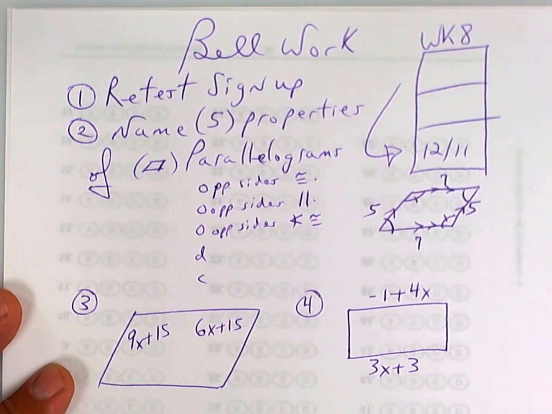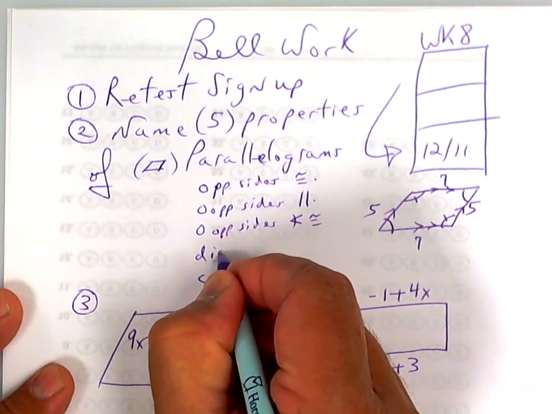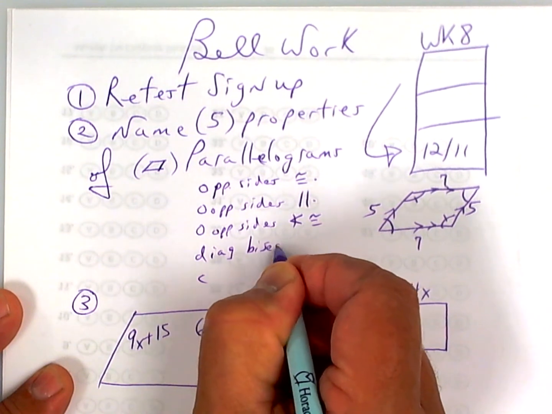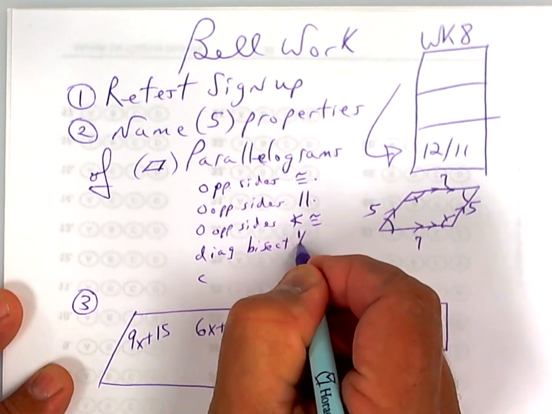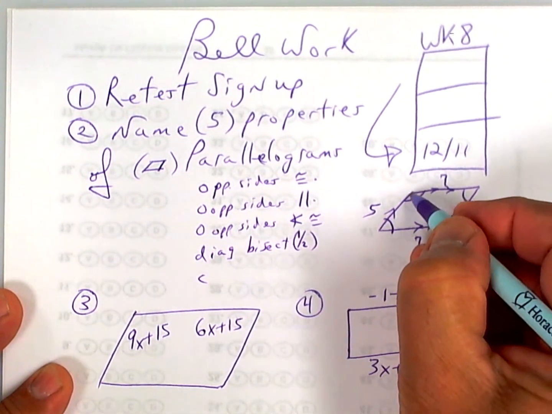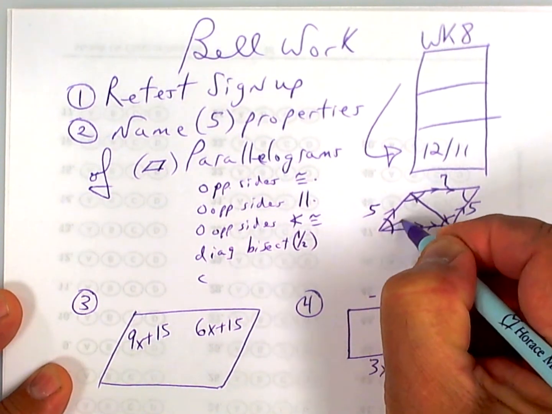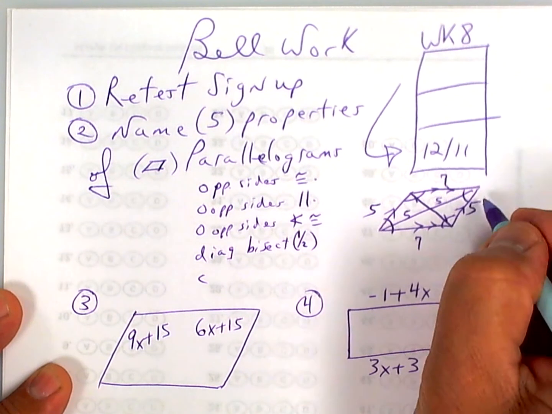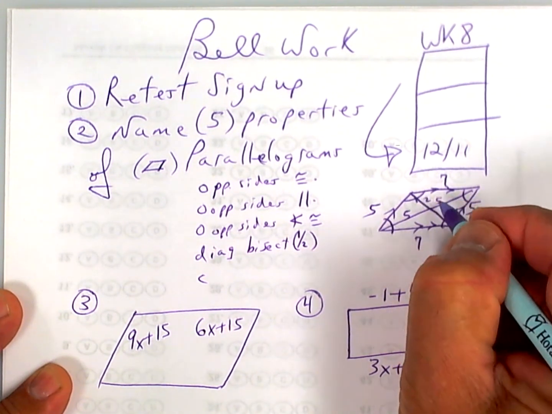We also know that diagonals bisect each other. Remember, bisect means half, so it cuts them in half. So this one cuts the big one in half. So this would be 5 and 5. And the big one cuts the little one in half, so we'll just say 2 and 2.